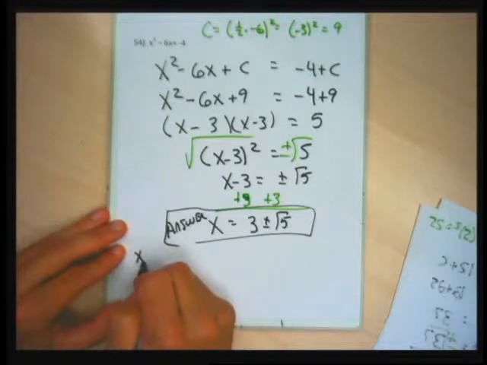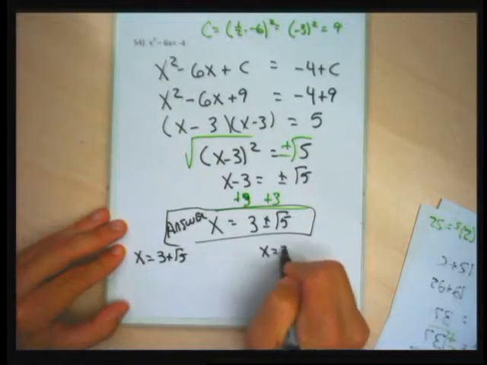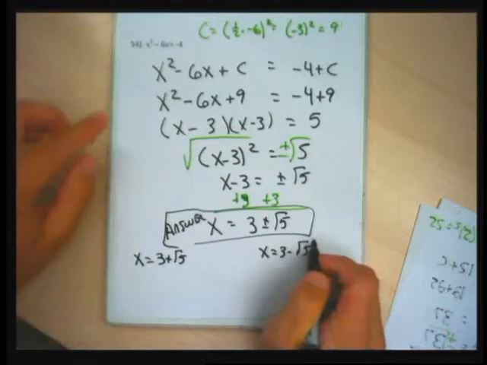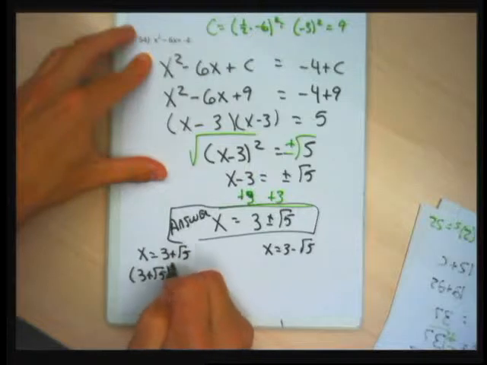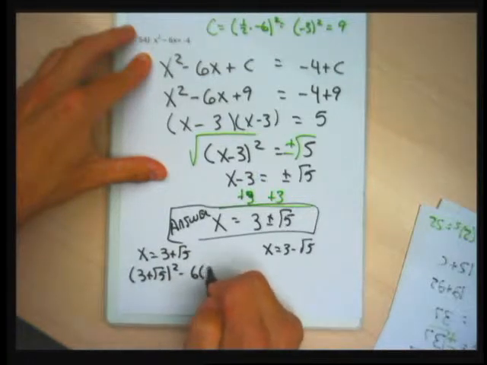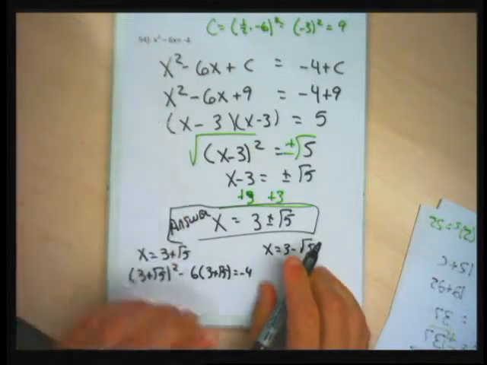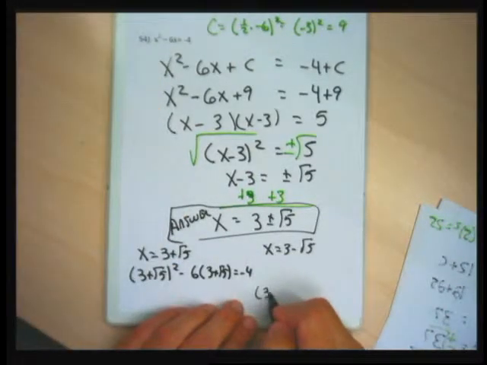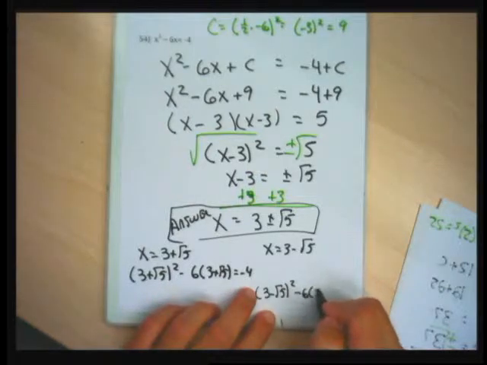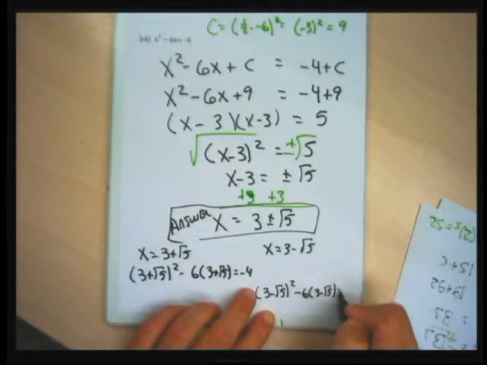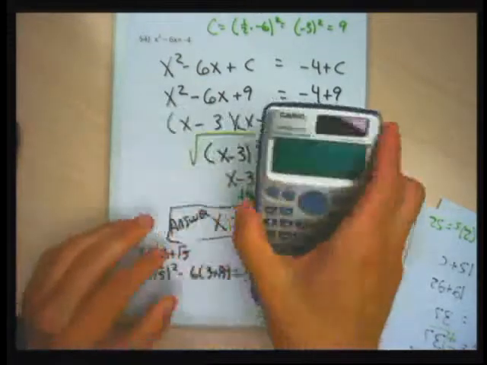Can't add something outside a square root with something under a square root. Now I'm going to check x equals 3 plus the square root of 5 and x equals 3 minus the square root of 5. So I'm going to go, does (3 plus the square root of 5) squared minus 6 times (3 plus the square root of 5) equal negative 4? And then I'll do, does (3 minus the square root of 5) squared minus 6 times (3 minus the square root of 5) equal negative 4? Because that's what it needs to do to check.